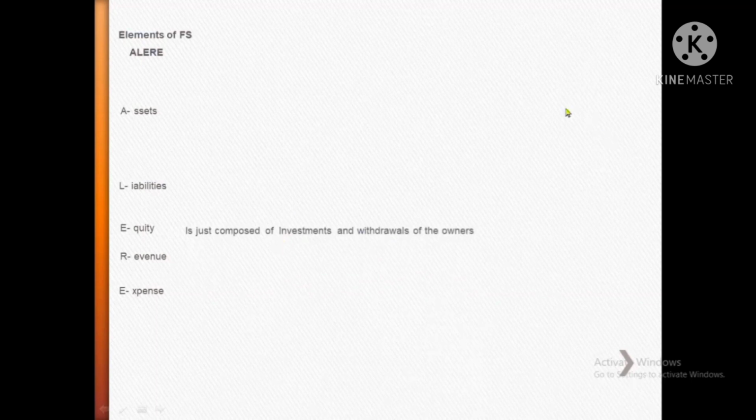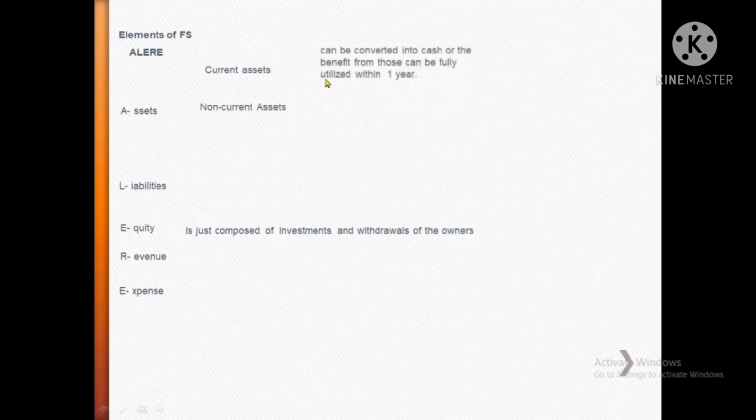The assets can actually be subdivided into two groups. So we have the current assets and we have the non-current assets. So let's define first the current assets. These can be converted into cash, and if they are not converted into cash, the benefit from them can be fully utilized within 1 year. Examples of this are cash, so no need to explain that. We also have marketable securities, which are investments by the company that can easily be converted into cash.